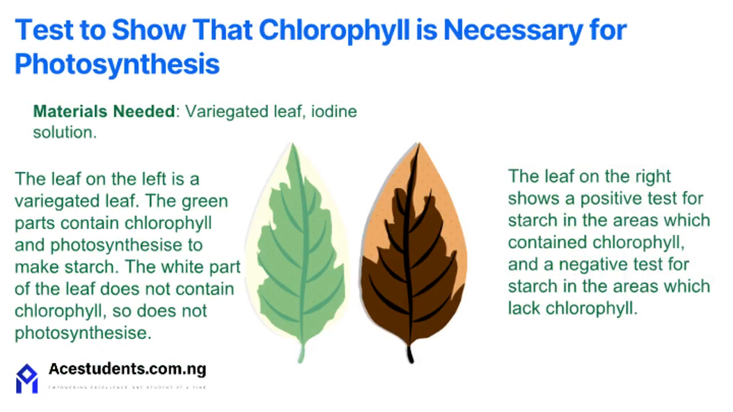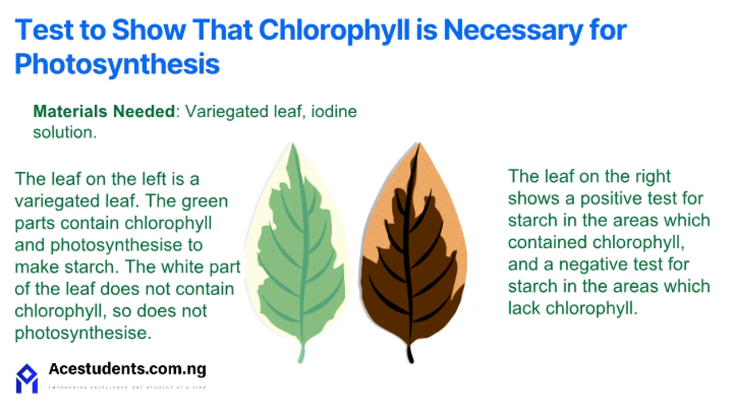By using a variegated leaf, we can demonstrate that chlorophyll is necessary for photosynthesis. Only the green part of the leaf, which contains chlorophyll, will turn blue-black. The leaf on the left is a variegated leaf. The green parts contain chlorophyll and photosynthesize to make starch. The white part of the leaf does not contain chlorophyll, so it does not photosynthesize.